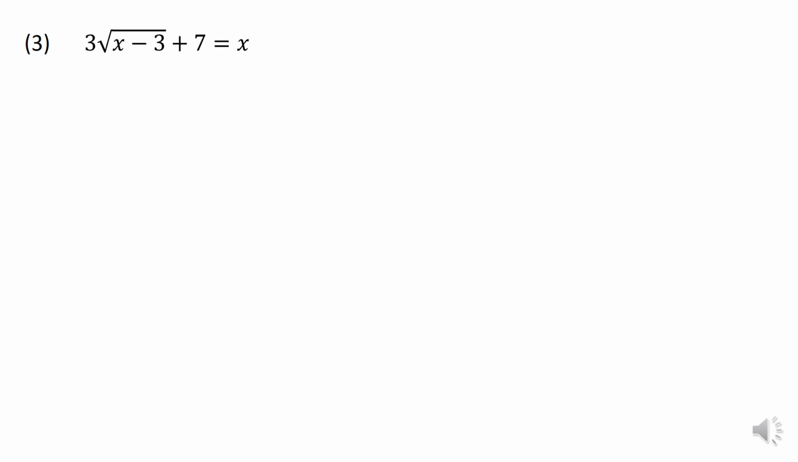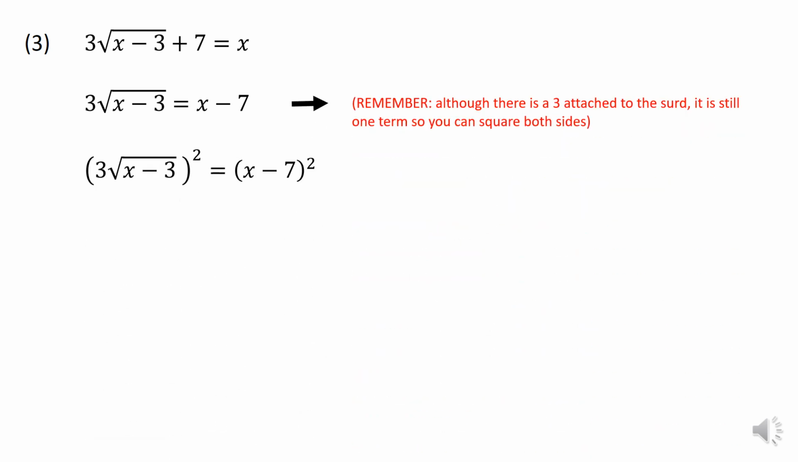Number 3. 3 square root x minus 3 plus 7 equals x. If I take over the 7 to get the surd alone, I'll have 3 square root x minus 3 equals x minus 7. Now the 3 is attached to the surd, I know, but it's one term, so square both sides. When you square both sides, look at the 3, it becomes a 9, and the x minus 3 is in brackets, equal to x squared minus 14x plus 49.